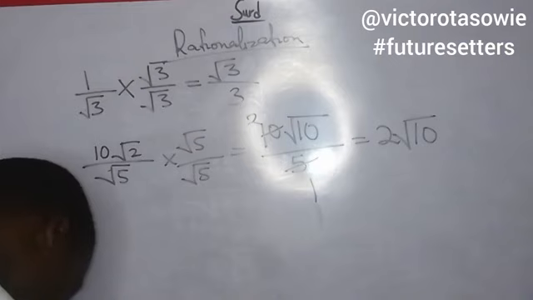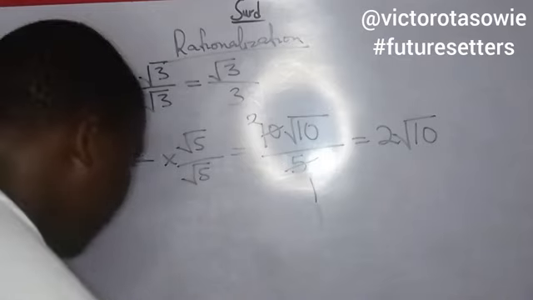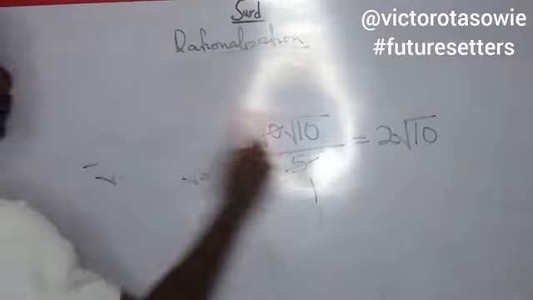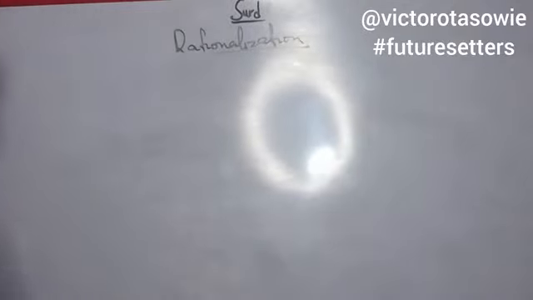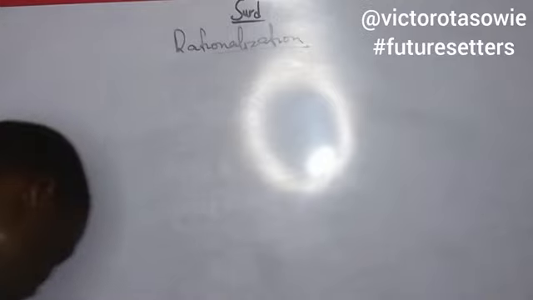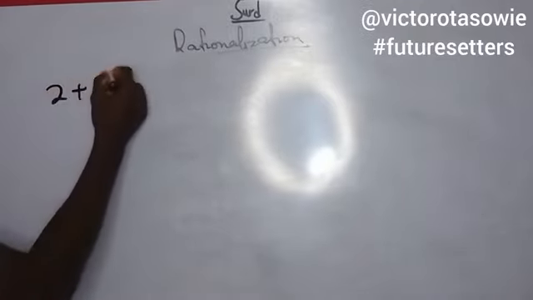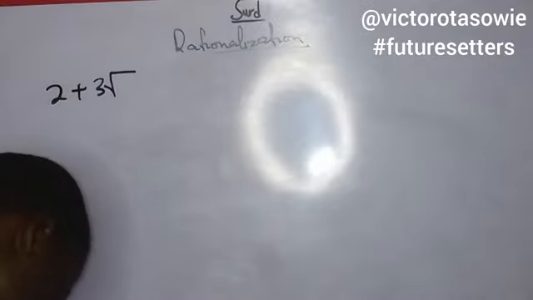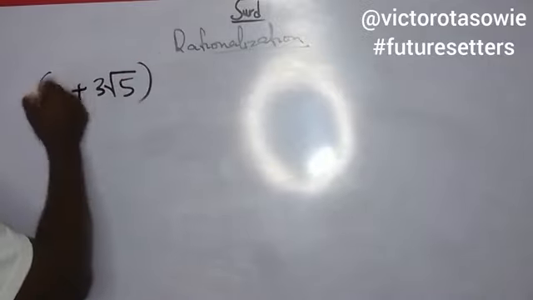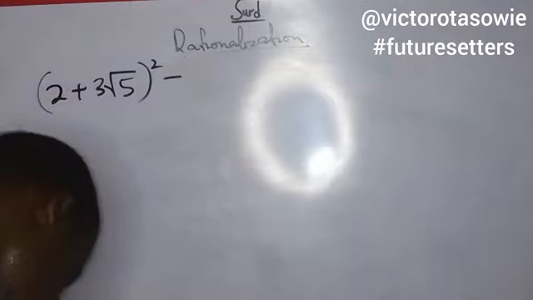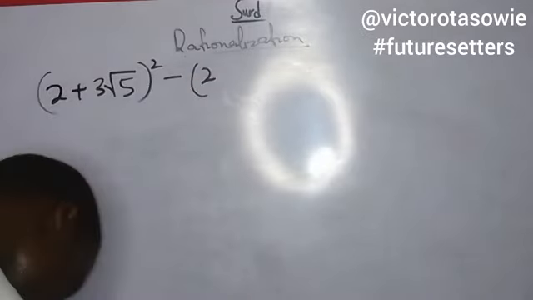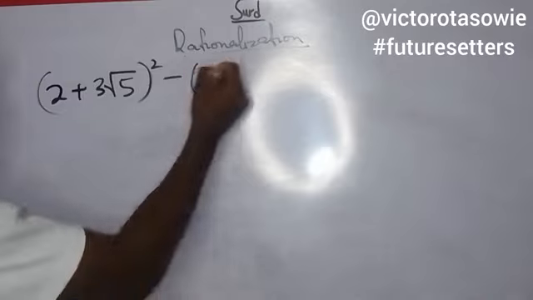Then we have another question. Let's try out another question. Okay. We have the question. Under rationalization, we have 2 plus 3 root 5 squared minus 2 minus 3 root 5 squared.